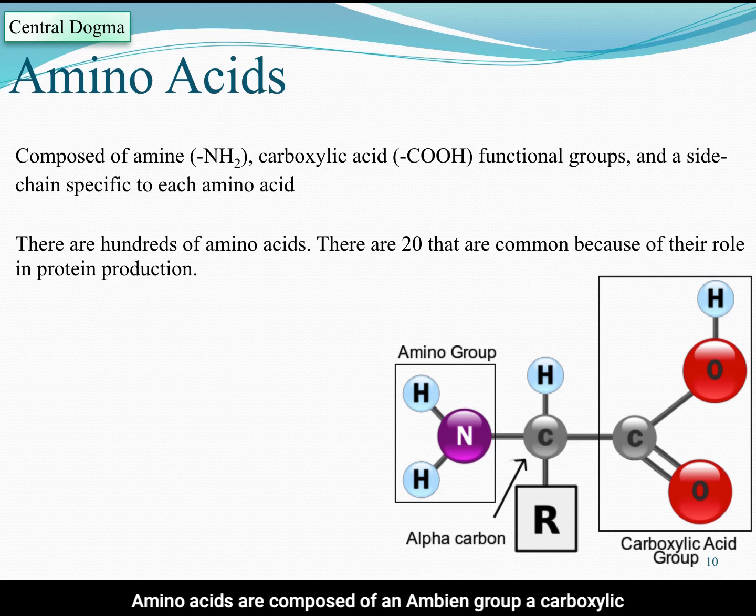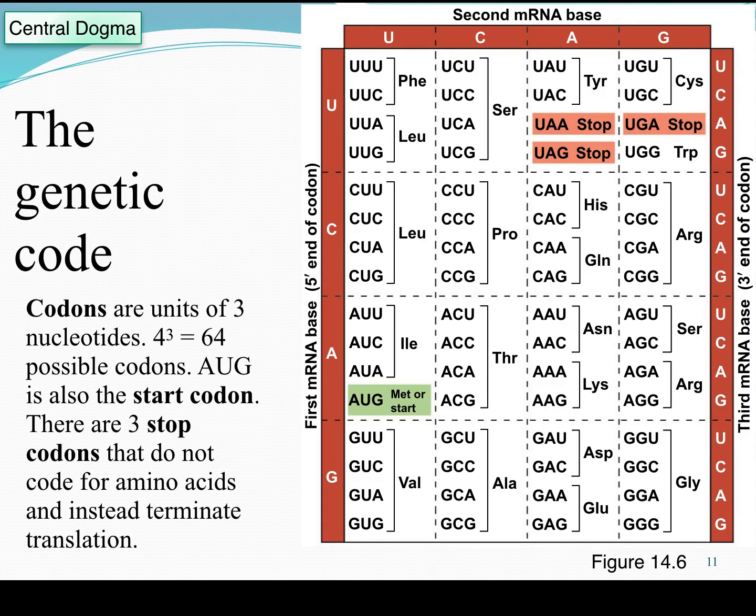Amino acids are composed of an amine group, a carboxylic acid functional group, and a side chain that's specific to each amino acid. There are hundreds of amino acids, but there are 20 that are common because of their role in protein production. The genetic code is made up of codons. The codons are 3 units of nucleotides. AUG is the start codon, and it's shown in the figure on the right in green.